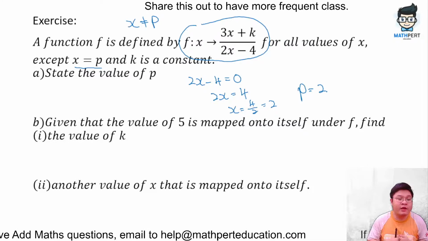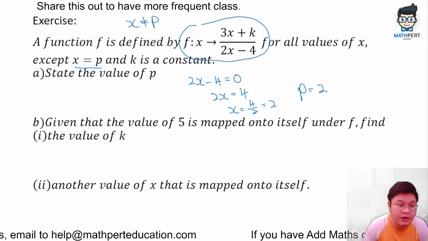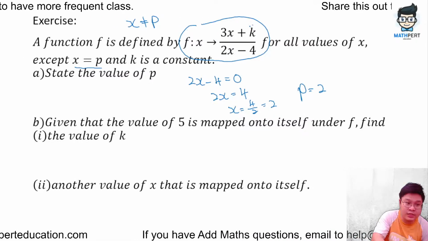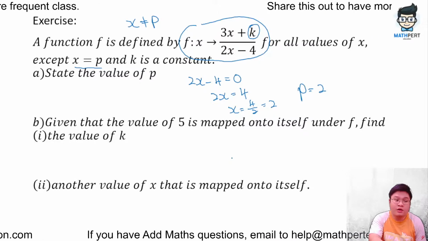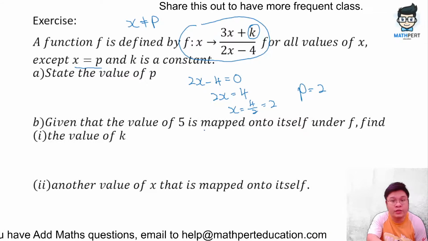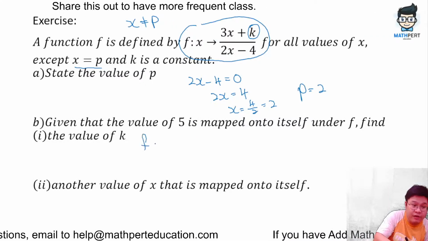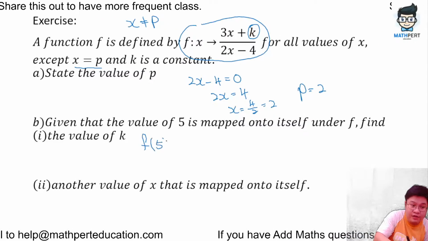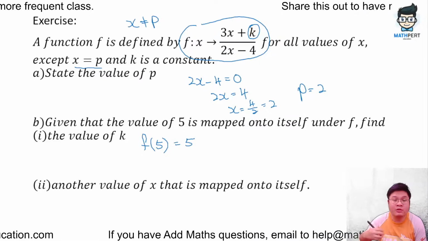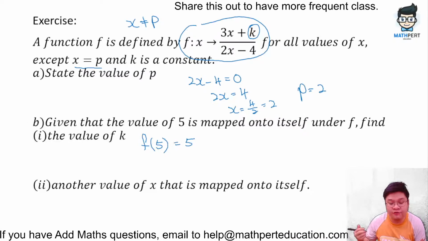So given that the value of 5 is mapped onto itself under f, find the value of k. The value of k is inside the function over here. What does it mean by the value of 5 is mapped onto itself? It means that f(5) is equal to 5. Mapped onto itself: f(5) is equal to 5.